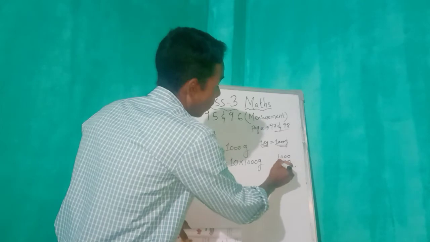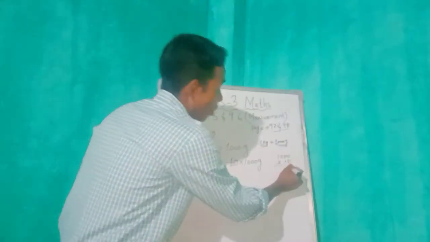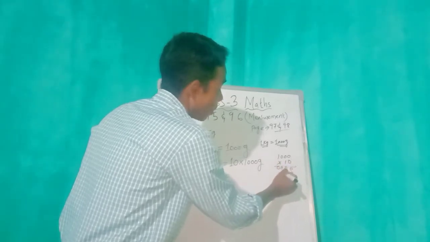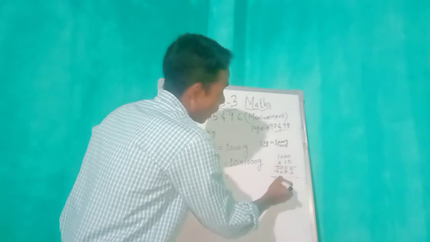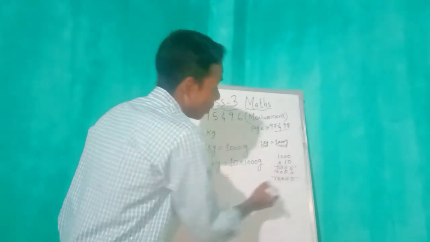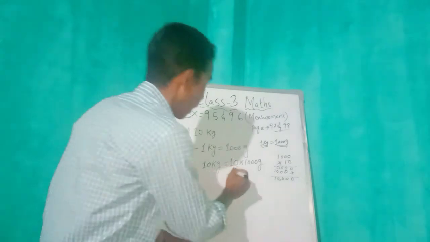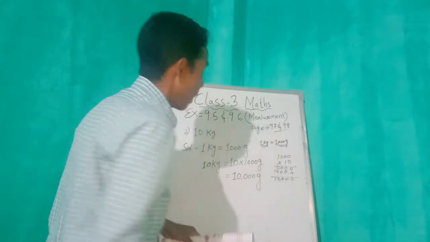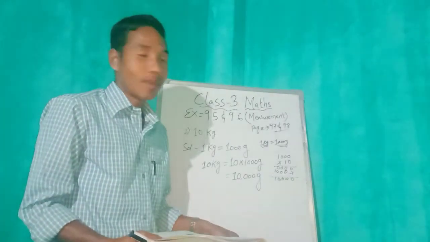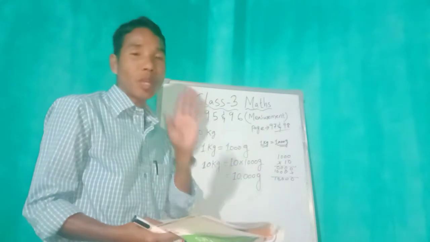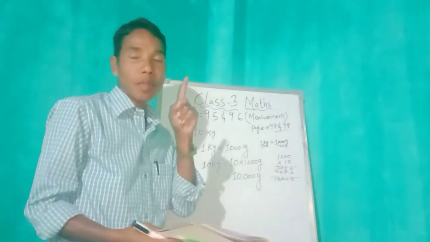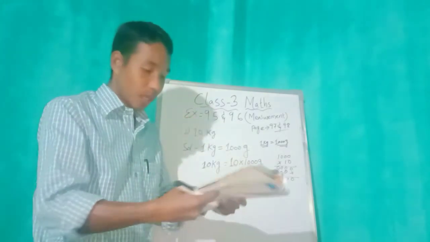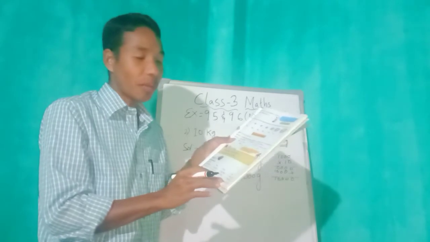See here, 1000 into 10, then how much will we do, okay? 0 0 0 and then 0 0 0 1. So 1000, that means 10,000 gram. So this is our answer, okay? It's very easy, no? So just we have to keep in mind that 1 kg equal how much? 1000 gram. So can you do number 3 to 12 by yourself at home?